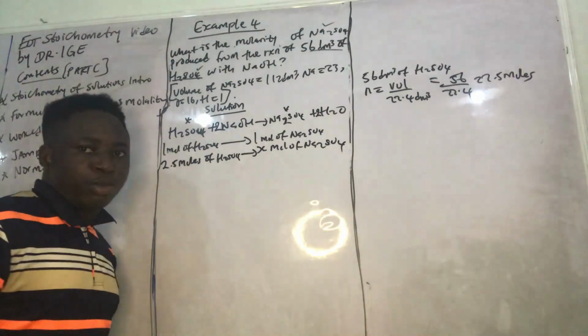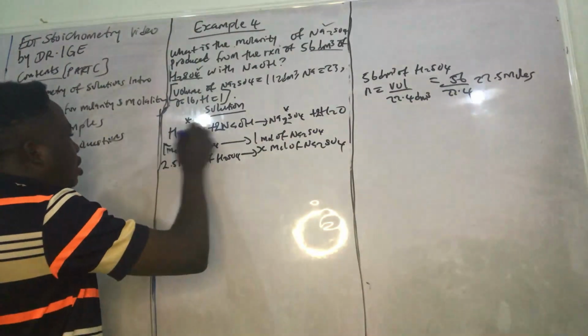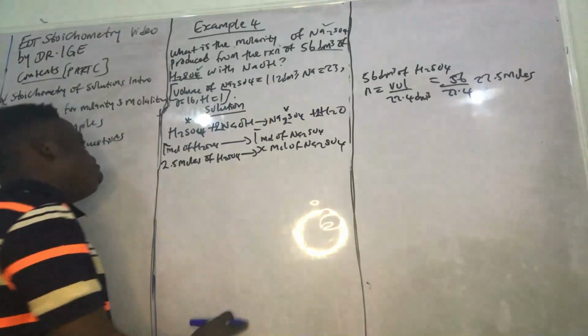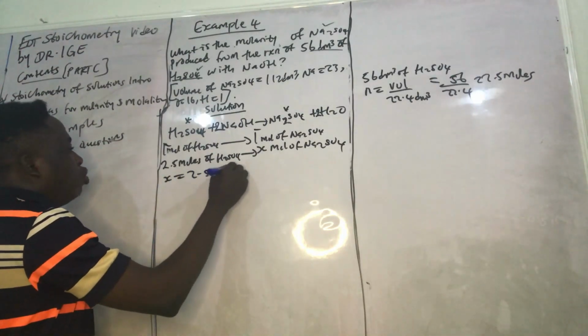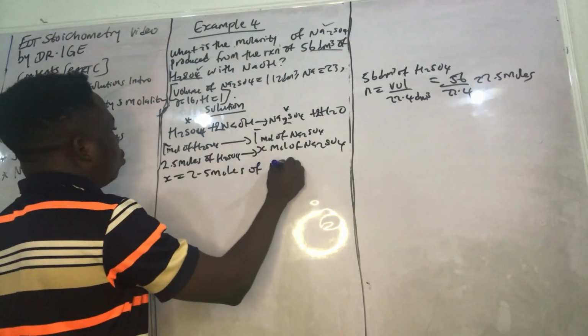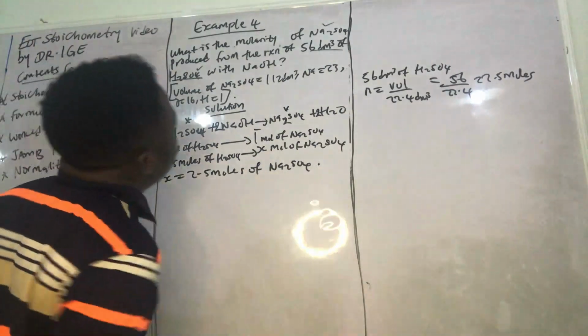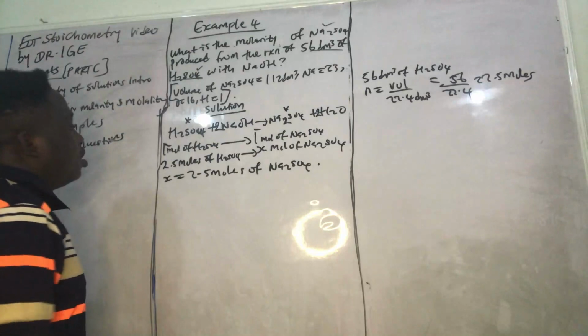Please, I don't want to waste time again. Remember, I said this is the same, so whatever we have is also the same. So it means it also goes to what? 2.5 moles of Na2SO4. You see now, they also ask for the molarity.